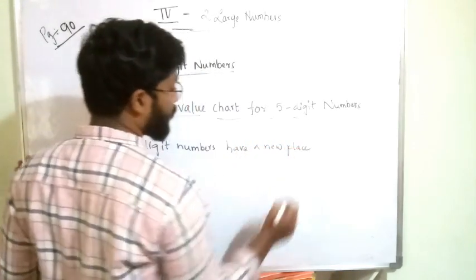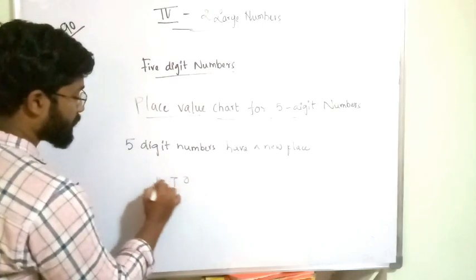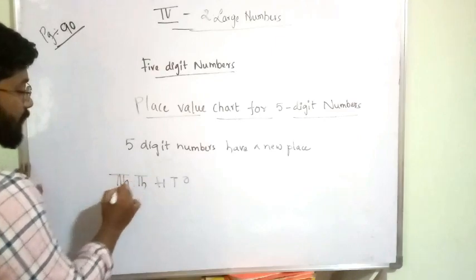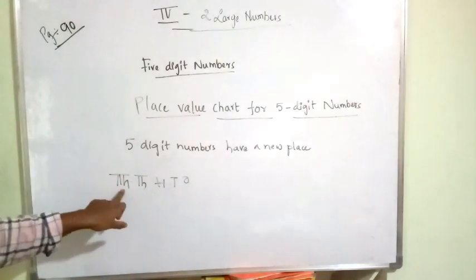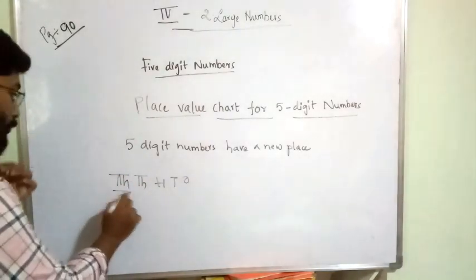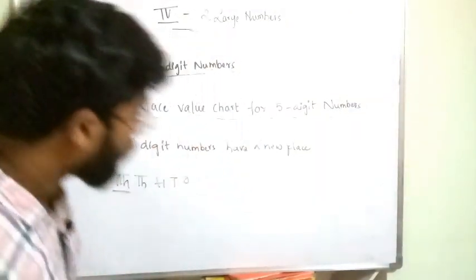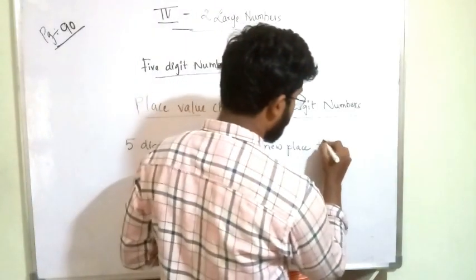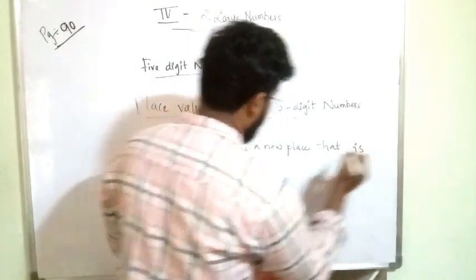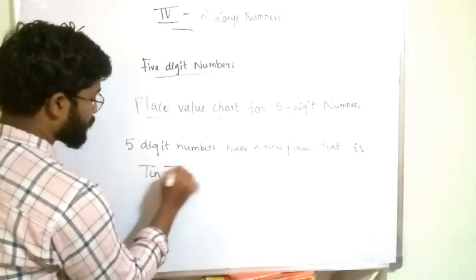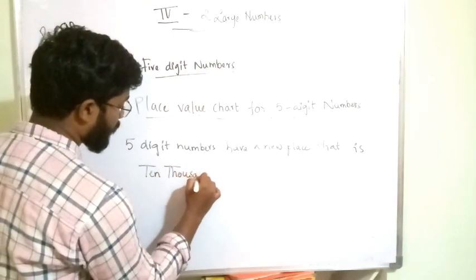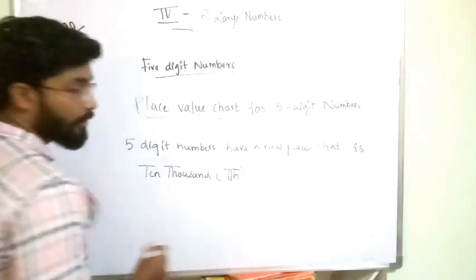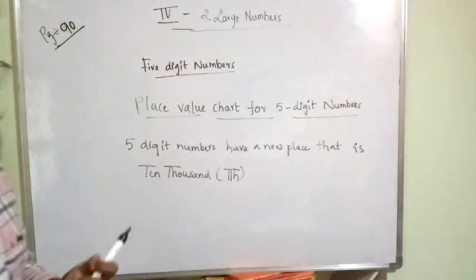In 4-digit numbers you will have ones, tens, hundreds, thousands. Okay. In 5-digit numbers one more is added. What is that? 10,000s. We will represent it with TTH. Okay. So this is the new place now. We have to write that one. 5-digit numbers have a new place. That is the 10,000s place. We will represent it with TTH. Okay. 2T and 1H. Right.